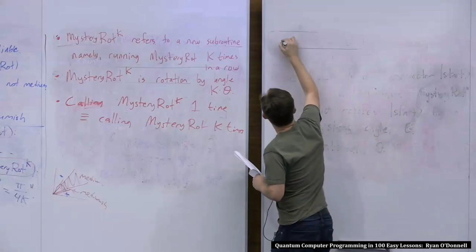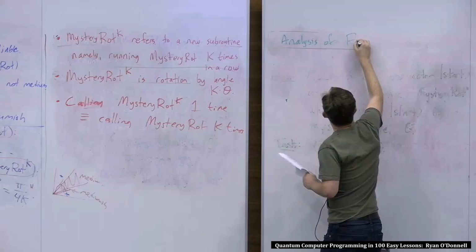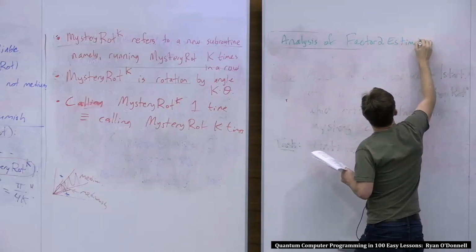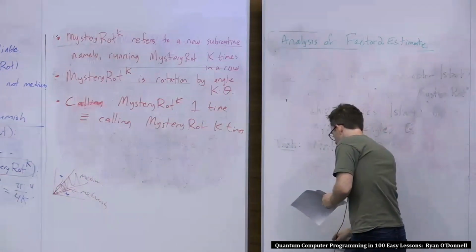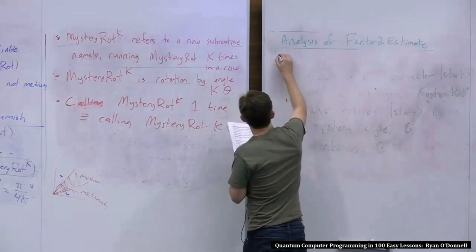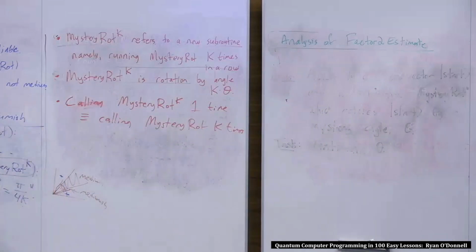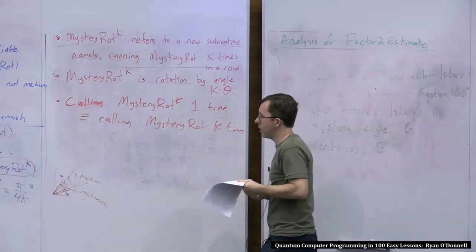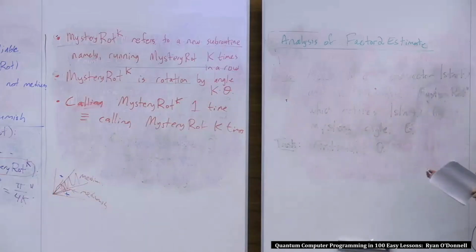Okay, so analysis of factor 2 estimate. There are sort of 2 things to check. One thing to check is that if it ever returns, then what it returns is correct. And the other thing is that it does at some point return.